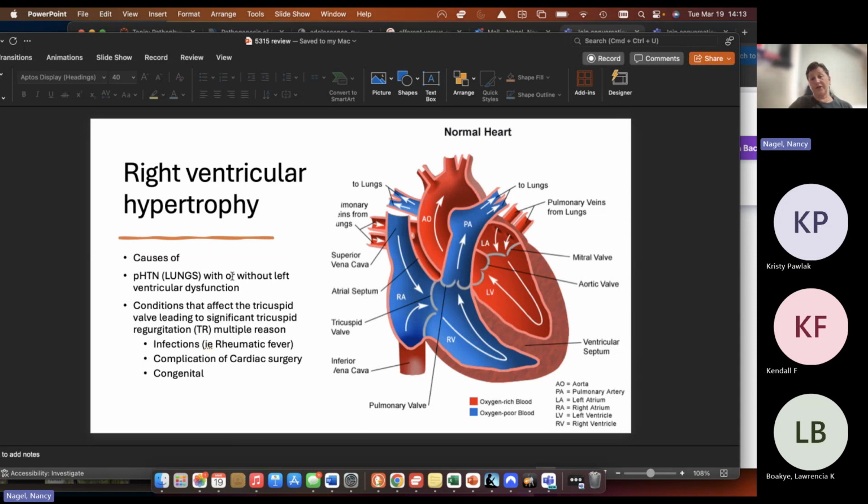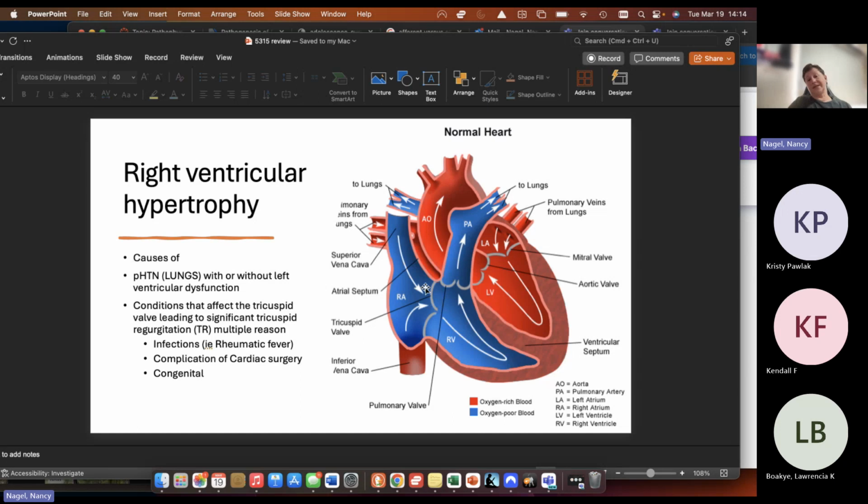Anything that could affect your tricuspid valve, which is going to be this valve here, can also affect right ventricular hypertrophy. Because if you think, when the sides of the RV push, okay, they don't just push in this direction that the arrow is going into. That makes too much sense. That's way too easy. It also pushes up against the tricuspid valve.